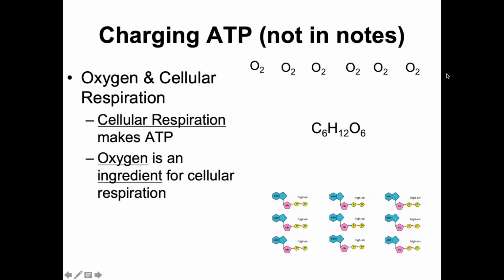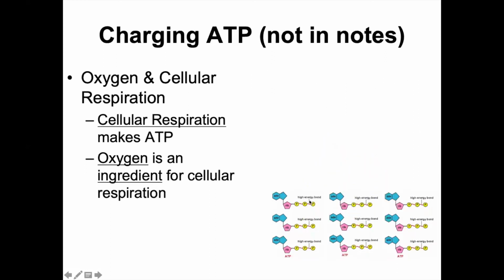Oxygen's in your body. All that oxygen goes into your mitochondria, meets up with the carbohydrates, and boom, breaks it open, and all that energy goes into your ADPs. You cap them off with a third phosphate, and now it's ATP. That's what we use to survive. These are our energy molecules.